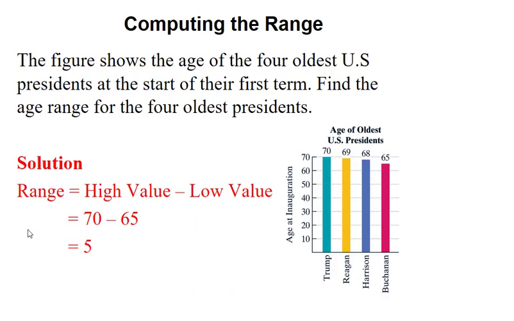Let's talk about the oldest U.S. presidents. Trump is one of our older ones at 70, Reagan 69, Harrison 68, and Buchanan 65. What is the range of their ages? 70 minus 65, the range is 5.